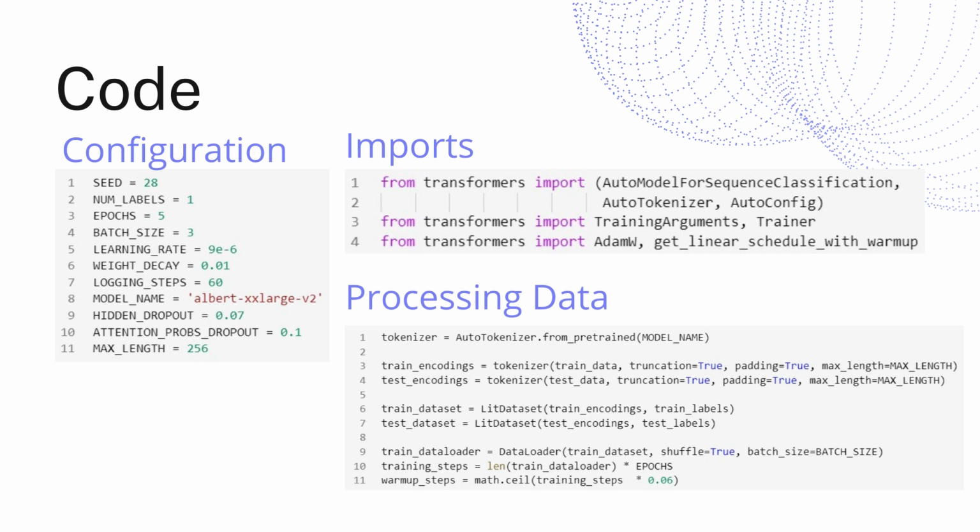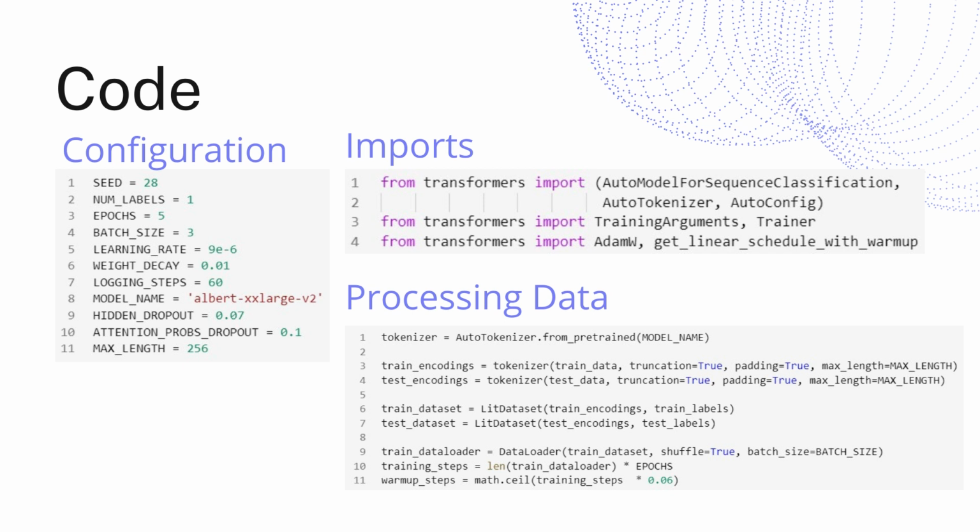Now that we have our tokenizer, we convert our training data to encodings. For this, we call the tokenizer, pass in the training data, truncation equals true, padding equals true, and max length. What this does is that in case the length of our text is greater than the max length, it simply truncates the text to the specified max length.